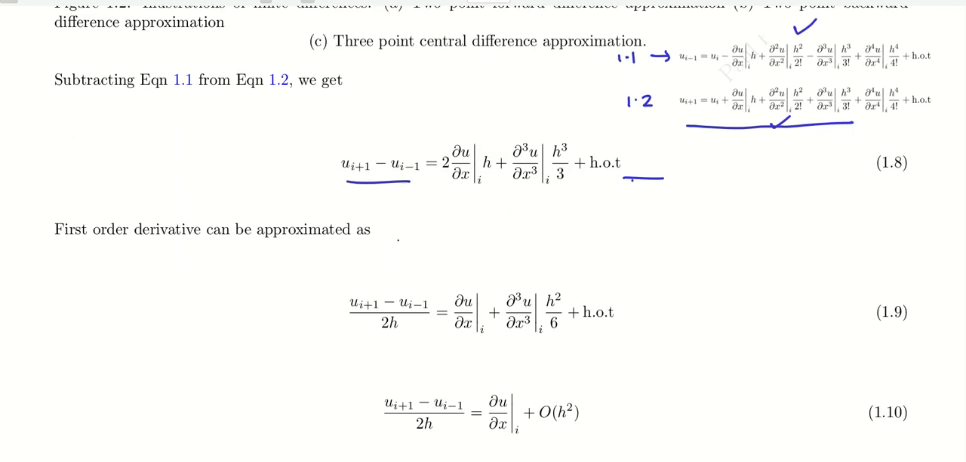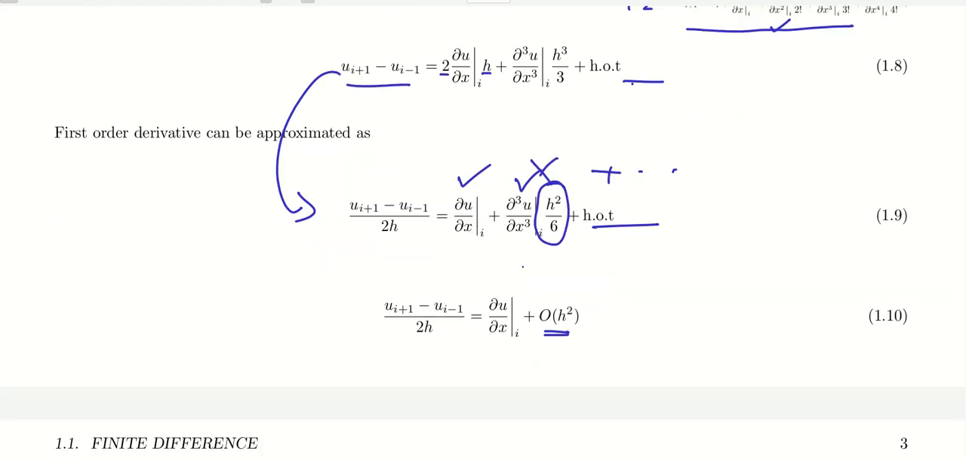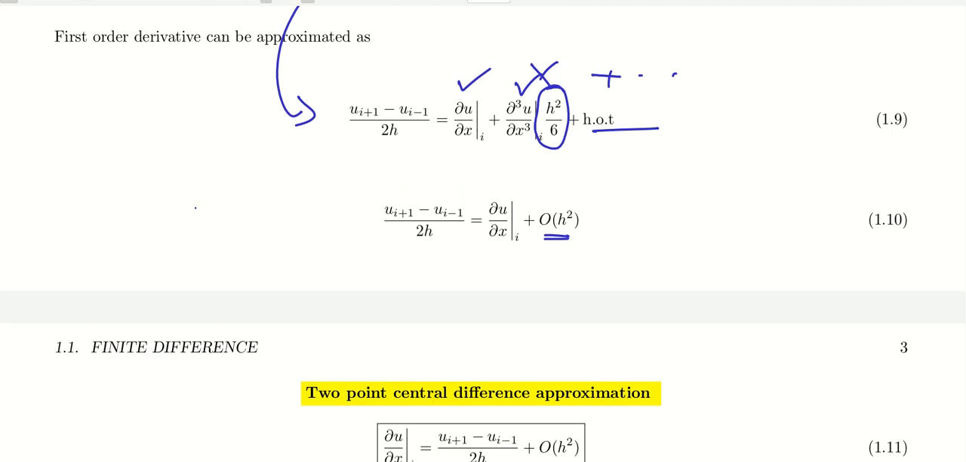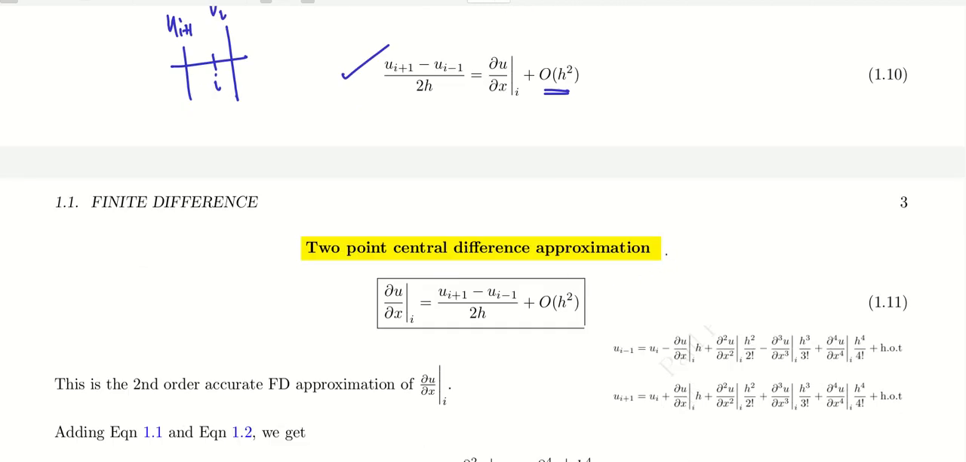The first order derivative can be approximated as u_{i+1} minus u_{i-1} divided by 2h, plus ∂³u/∂x³ times h² term, a higher order term. If we neglect these terms and the remaining terms, this is second order accurate. Okay, I am neglecting this term. First, there is no first order term. Therefore, this is a central difference. You are computing the derivative at the point i, and you have to use u_{i+1} minus u_{i-1}. This is called the 2-point central difference approximation, and we can write ∂u/∂x computed at point i as u_{i+1} minus u_{i-1} by 2h, O of h². This should be remembered. This is the second order accurate FD approximation of the first order derivative.